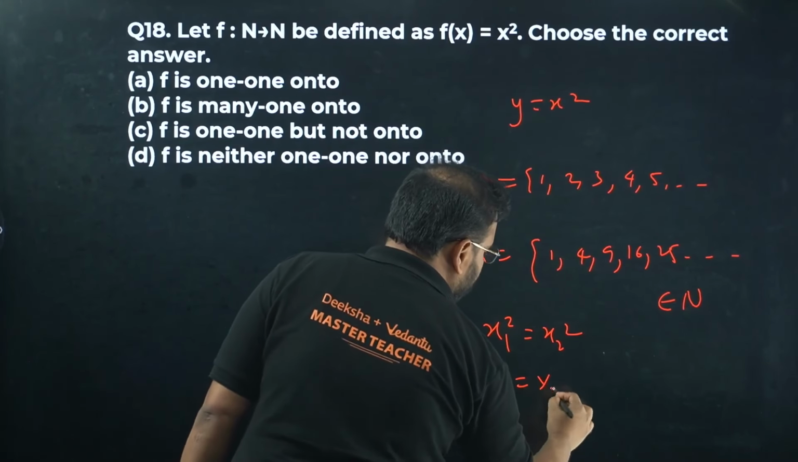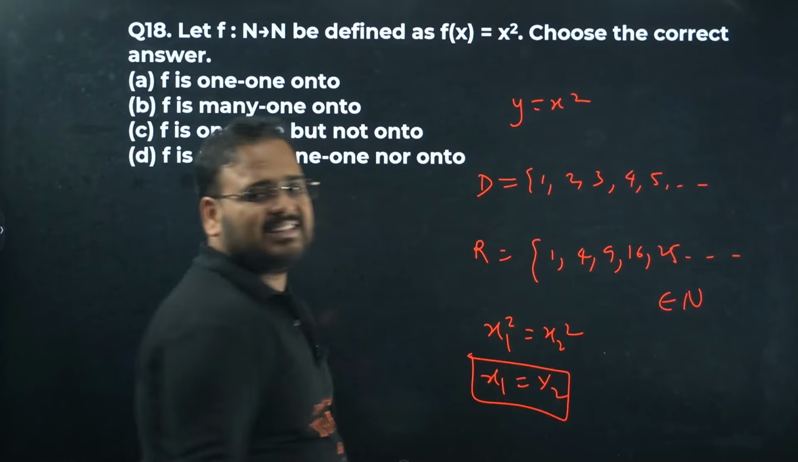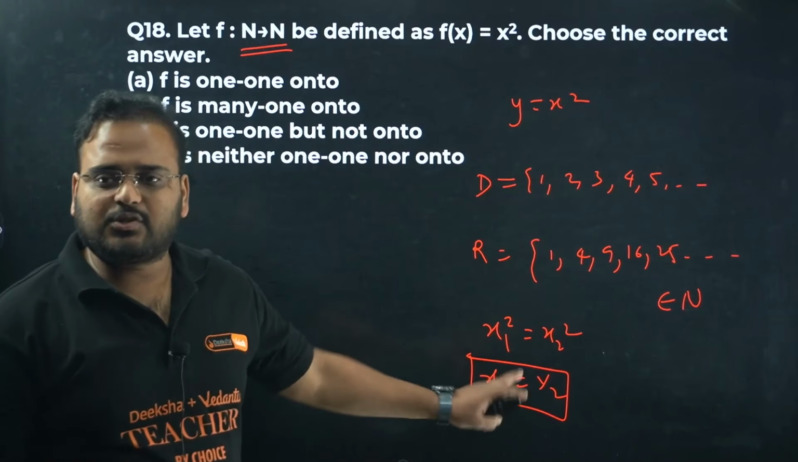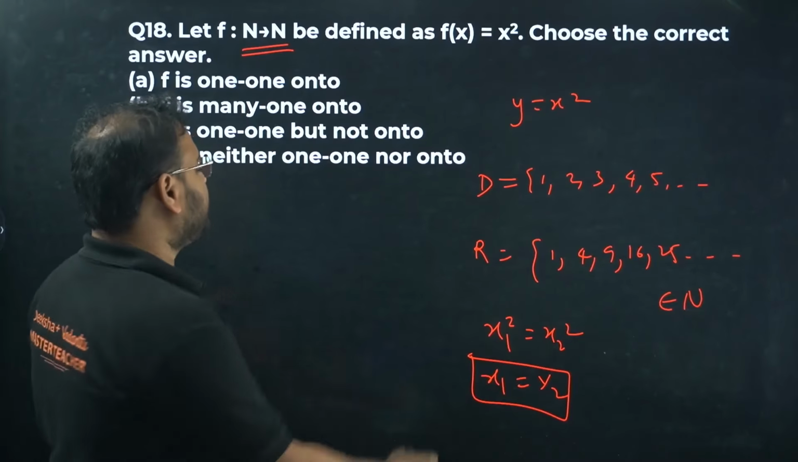x1 equals x2 only, because you'll not have a minus sign. There is no negative value. It's natural numbers. So this is true. 1-1 is correct. What about onto?